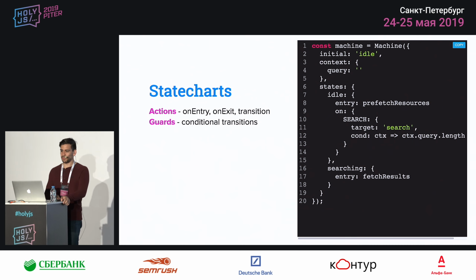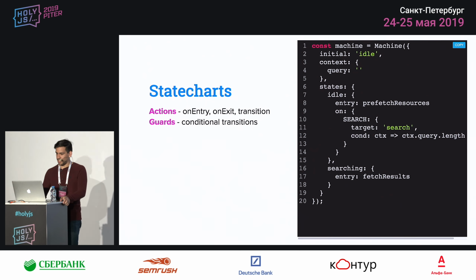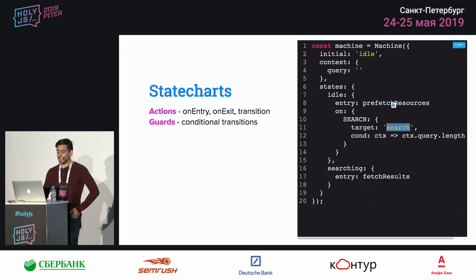And so to see this in code, if you're using XState, then for example, we have these entry actions over here, which is prefetch resources and fetch results. So anytime you enter that state, those actions are going to be executed by the interpreter, not by the machine itself. And then on this search, we could expand that search string, or that should be searching, into an object with a target and a conditional. That conditional is what's known as a guard, and that determines whether that transition could be taken.